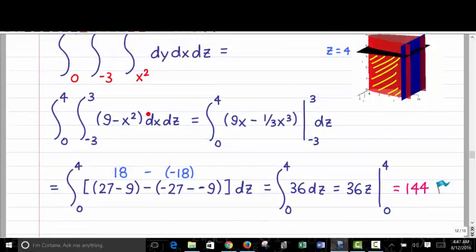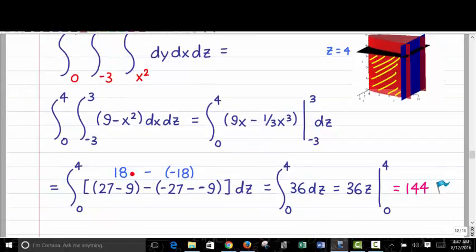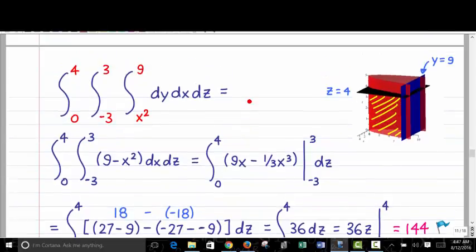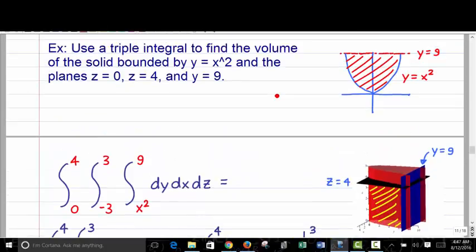and pretty easy to work out the details on this one. So the dy is y, 9 minus x squared with respect to x. So it'll be 9x minus 1/3 x cubed. Put in 3. Put in negative 3. Be careful here that you don't get 0. This answer is obviously not 0 because we're finding a volume. And we have 18 minus negative 18, which is 36. Then 0 to 4 dz gives you a z, 0 to 4, which basically makes it 36 times 4. So we have a volume of 144.